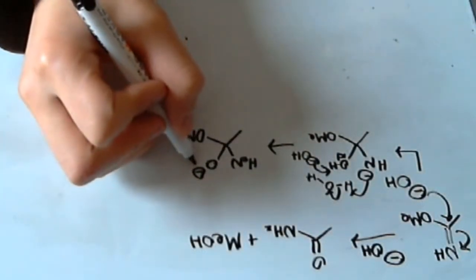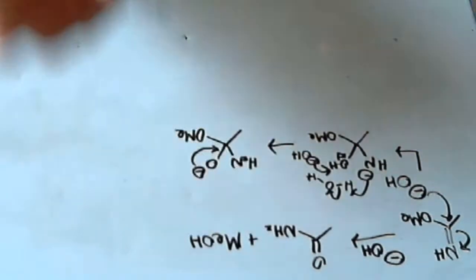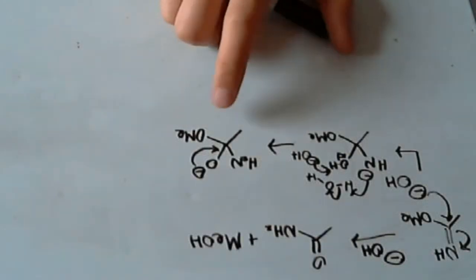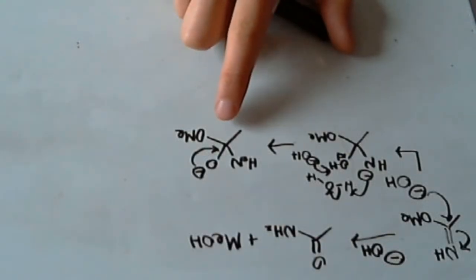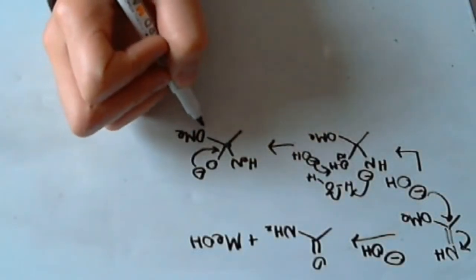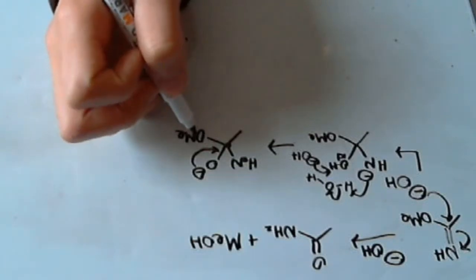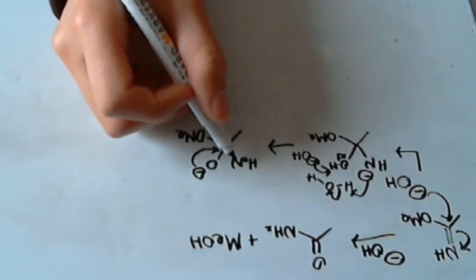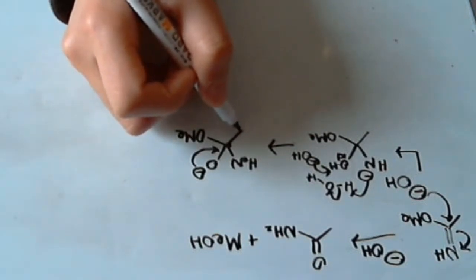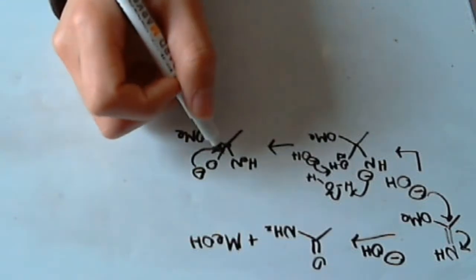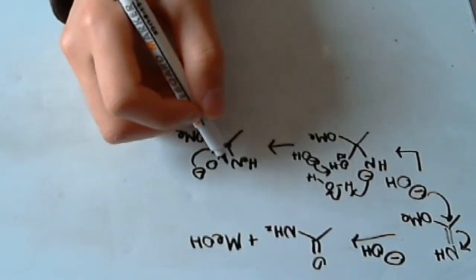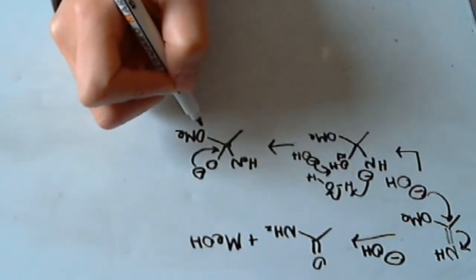Well, we know that this pair of electrons tends to come down, right? And it tends to kick out one of the three groups attached to the carbonyl carbon, or the newly formed carbonyl carbon. So this is the carbonyl carbon. So we can either eliminate out OMe, we can eliminate out NH2, or we can eliminate out the CH3. Well, carbon-carbon bonds are very stable, so that's out of the question. Now what's the question? Are we going to eliminate the NH2 or the OMe?